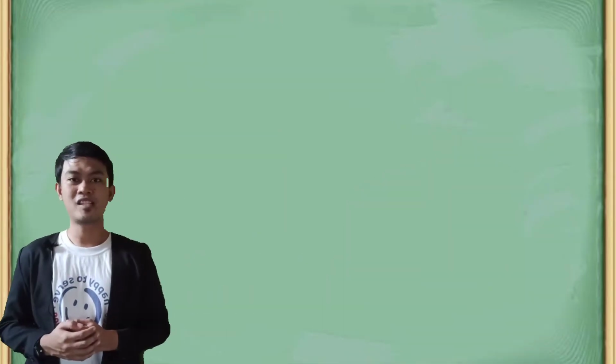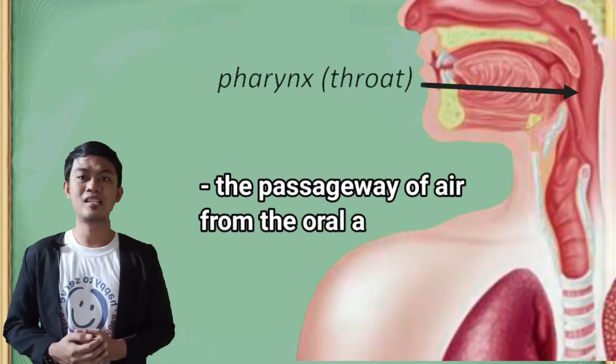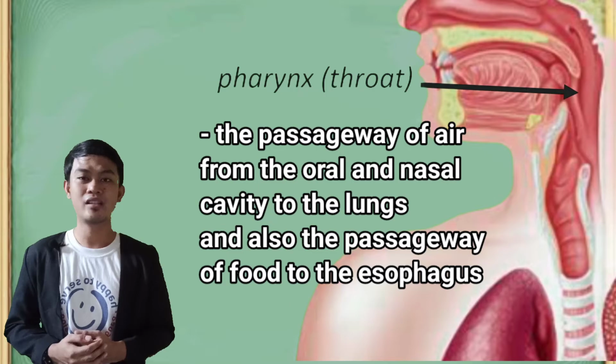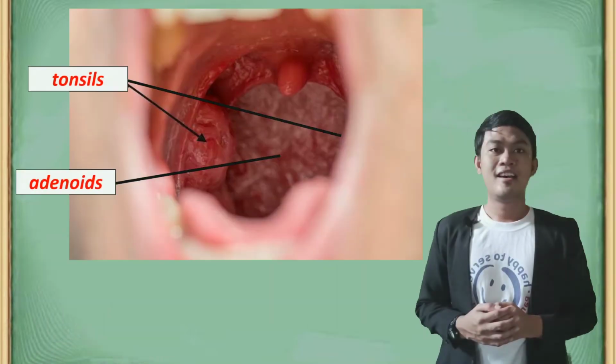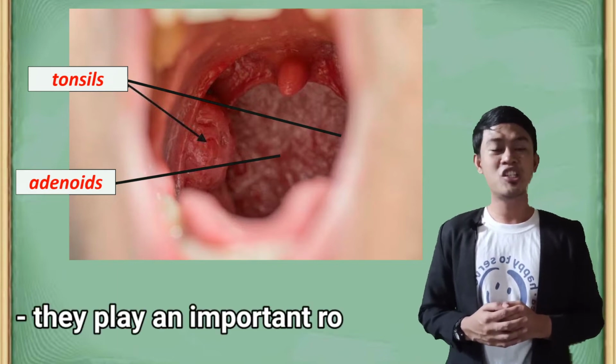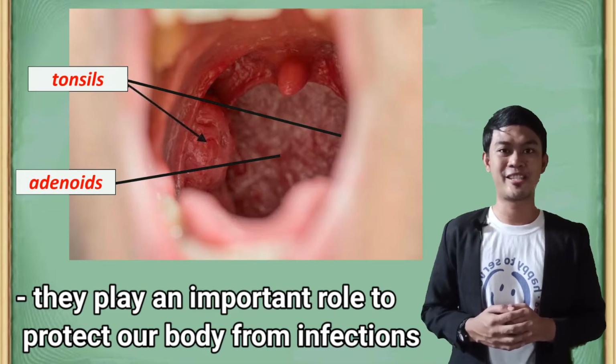The next part of the respiratory system is the pharynx, or throat. It is the passageway of air from the oral and nasal cavity to the lungs, and also the passageway of food to the esophagus. Adenoids and tonsils are located in the pharynx, which play an important role to protect our body from infections.